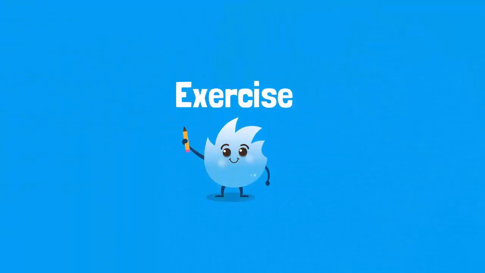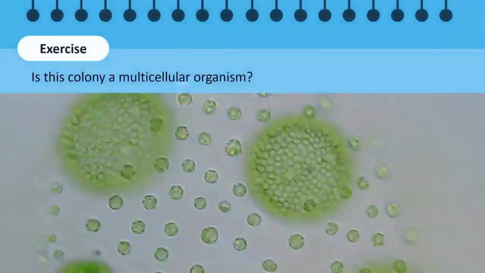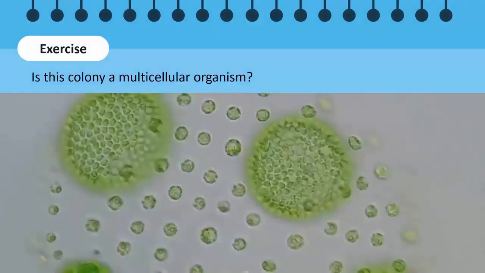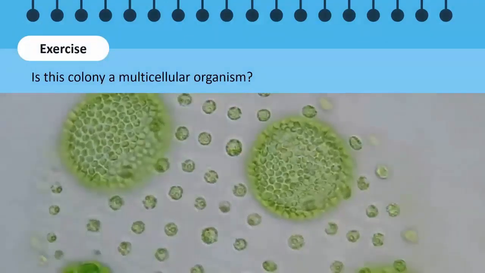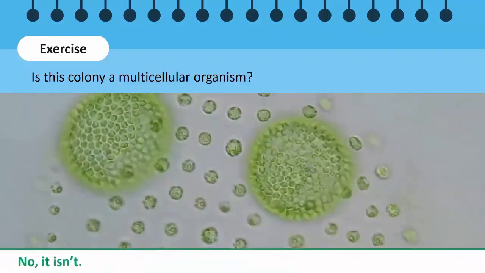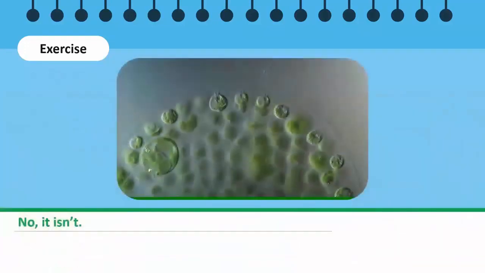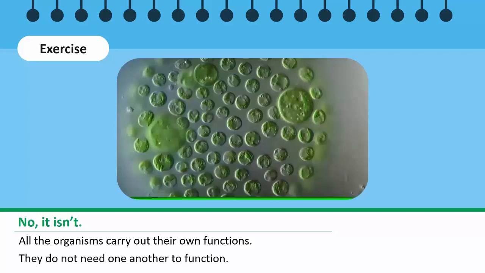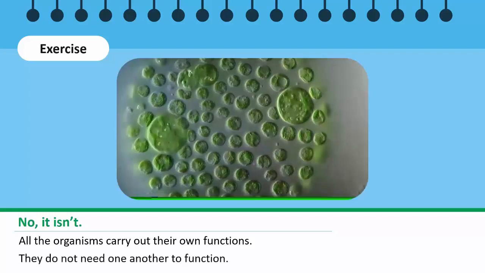Time for an exercise! If a group of unicellular organisms are living and working together as a colony, is this colony a multicellular organism? No, it isn't. A unicellular organism can carry out all life processes on its own. All the organisms in a group of unicellular organisms will be carrying out their own functions separately. If one cell dies, the other can still live on as they do not need one another to function.